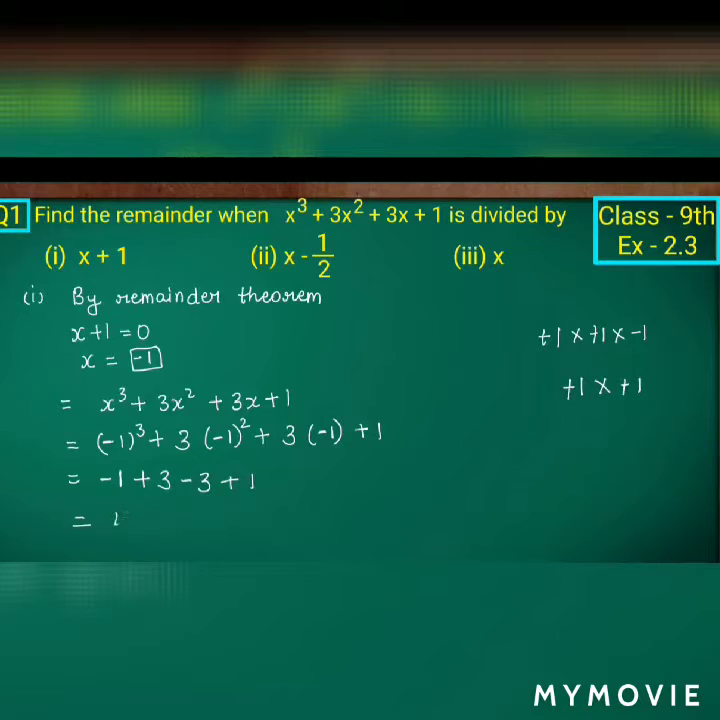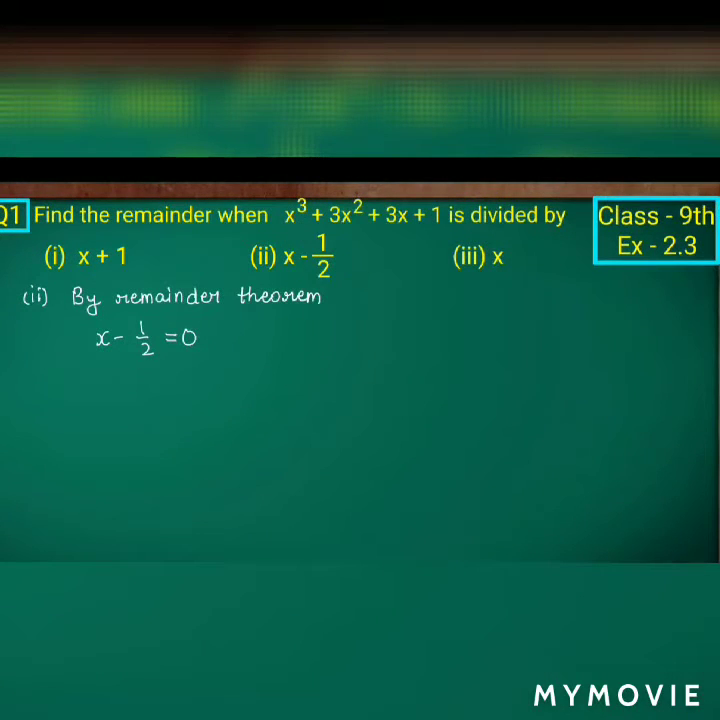So minus 1 plus 1 will get cancelled, or else you can go for plus 3 plus 1, what is it? Plus 4. As well as minus 1 minus 3 is what? Minus 4. Or else minus 1 plus 1 will get cancelled, plus 3 minus 3 will get cancelled. You can go like that also. So 4 minus 4 is what? 0. So this is the value of the zero of the polynomial. Are you getting? By remainder theorem.